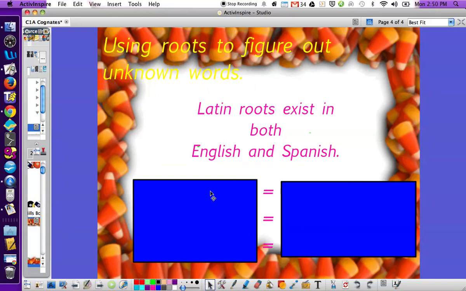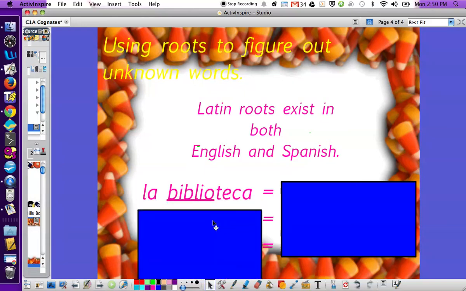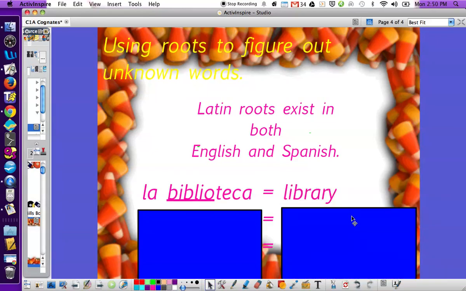For example, we have the word la biblioteca. Now, I don't know what a biblioteca is, but if I look at it, I have the root biblio. Biblio exists in English, and it reminds me of something I know in English, and that's a book, because a bibliophile is somebody who loves books. And biblioteca actually has to do with books because it means library. So sometimes those roots can really help you figure out what the word means.